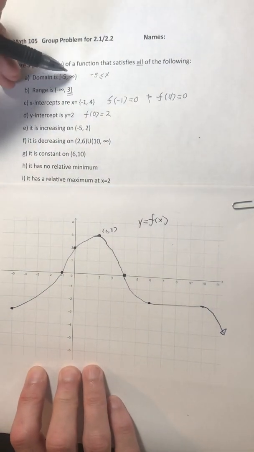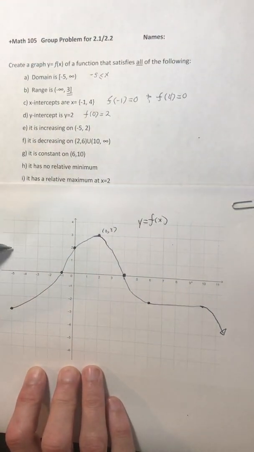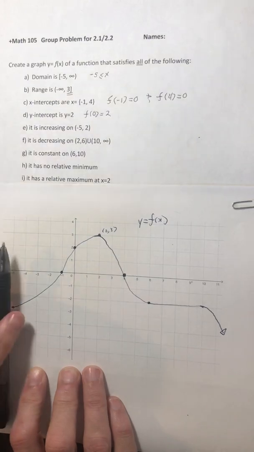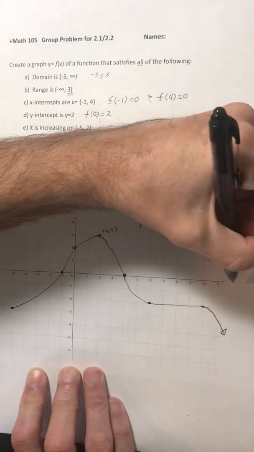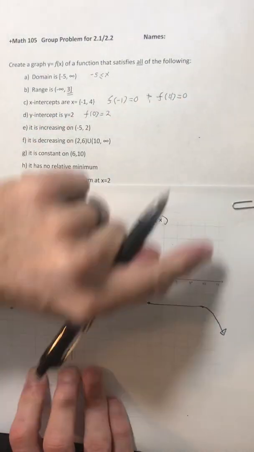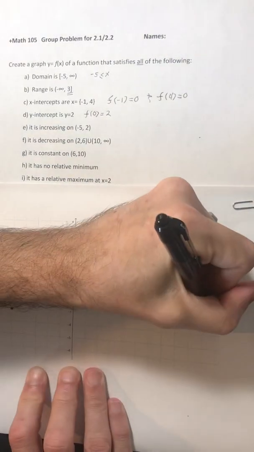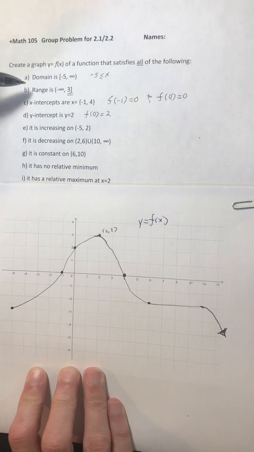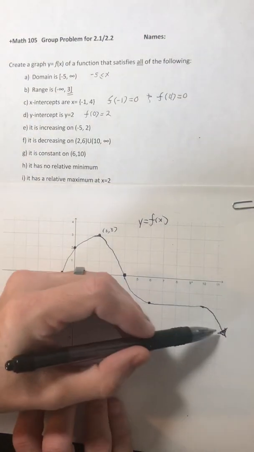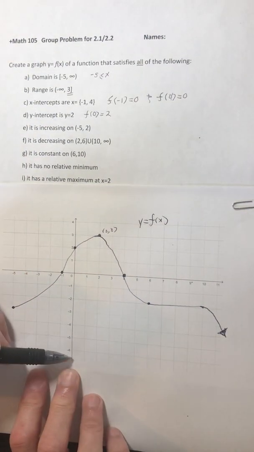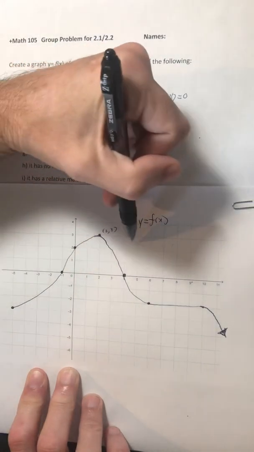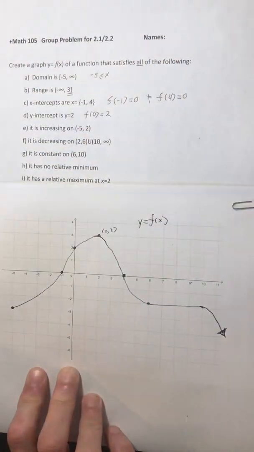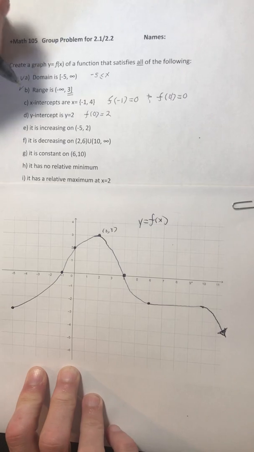Domain from -5 to infinity. So notice anything smaller than -5 is not a valid input. There's no graph here. But from -5 out to infinity, I can pick any x I want and I'll get an output because of this arrow. Range is from -infinity to 3. Again, this arrow goes down. So from -infinity, and the highest my graph gets is 3. So that works. Check.